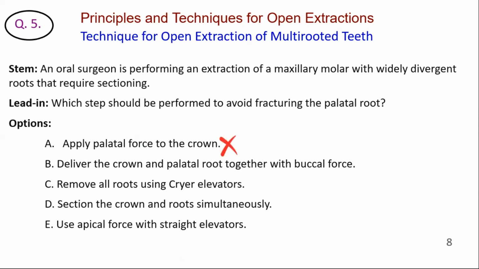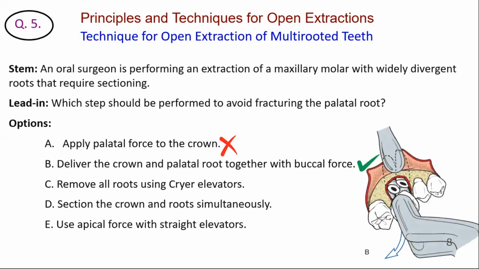Increases risk of fracturing the palatal root. Method to avoid undue stress on palatal root. In this figure, the upper molar forceps are used to remove the crown portion of the tooth along with the palatal root. Before this extraction of the palatal root along with the crown, the tooth was sectioned into 3 portions. That is 2 buccal roots, and 1 palatal root along with the crown.